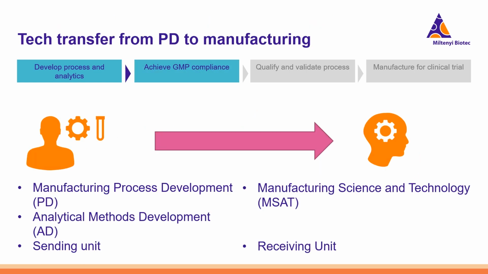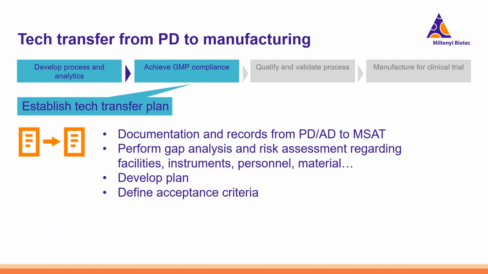So once the manufacturing process and analytical methods have been developed, they need to be transferred from the process development or analytic development facility, which is usually referred to as the sending unit, to the future site of manufacturing, which is referred to as the receiving unit. And this also means that the PD and AD teams need to work with the MSAT team, which is the manufacturing science and technology team, who then transfer this process into a future GMP environment. This is, of course, not trivial.